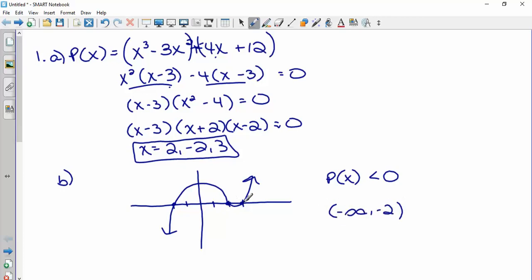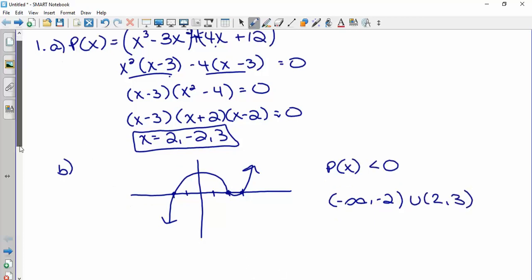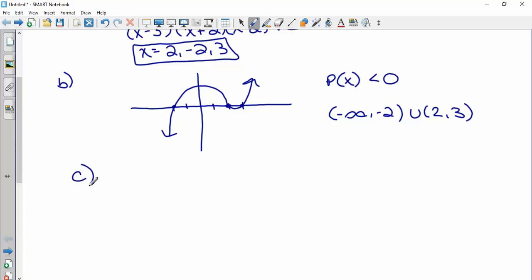And then it's negative between +2 and +4. Part C wants to know when the polynomial is greater than or equal to 0.